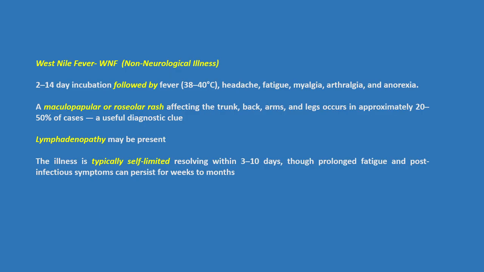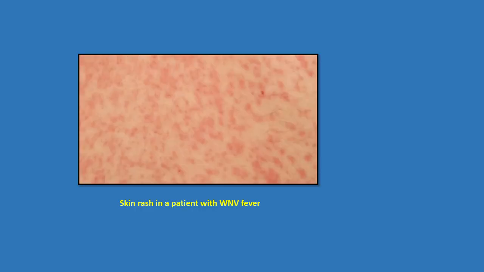West Nile fever: this is a non-neurological illness. There is a 2 to 14-day incubation period followed by fever, headache, fatigue, myalgia, arthralgia, and anorexia. A maculopapular or roseolar rash affecting the trunk, back, and arms and legs occurs in approximately 20 to 50% and may be a useful clue. Lymphadenopathy may be present. The illness is typically self-limited, resolving in 3 to 10 days, though prolonged fatigue and post-infectious symptoms can persist for weeks to months. This figure shows skin rash in a patient with West Nile virus fever.